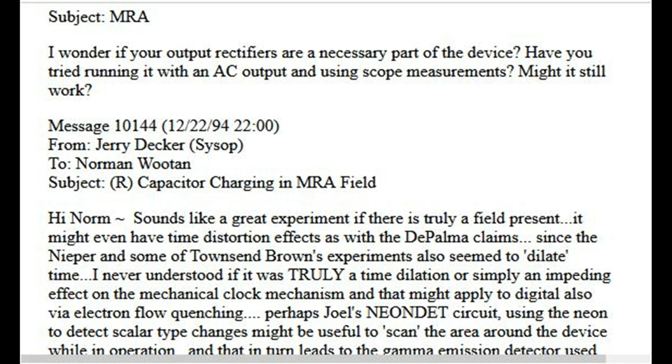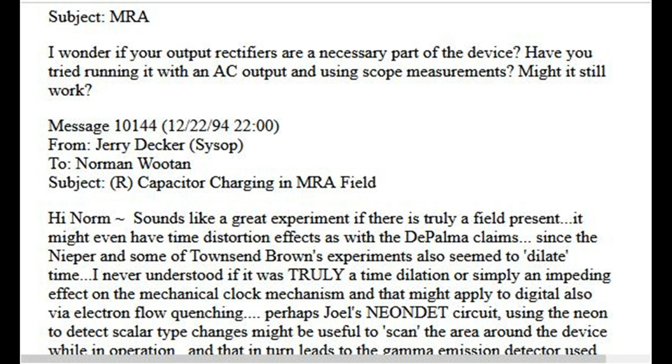Message 10144, December 22, 94, 22 o'clock. From Jerry Decker, SysOp, to Norman Wooten. Subject: Capacitor charging in MRA field. Hi Norm. Sounds like a great experiment. If there is truly a field present, it might even have time distortion effects as with the De Palma claims, since the Nieper and some of Townsend Brown's experiments also seem to dilate time. I never understood if it was truly a time dilation or simply an impeding effect on the mechanical clock mechanism, and that might apply to digital also via electron flow quenching.